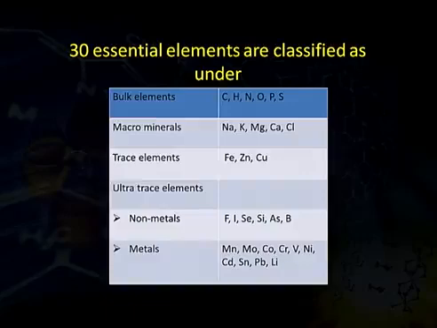We also have some ultra trace elements, and these ultra trace elements have both metals as well as non-metals. Non-metals include fluorine, iodine, selenium, silicon, arsenic and boron, while metals include manganese, molybdenum, cobalt, chromium, vanadium, nickel, cadmium, tin, lead, lithium. So, we can see that most of the ultra trace elements are the transition metals.